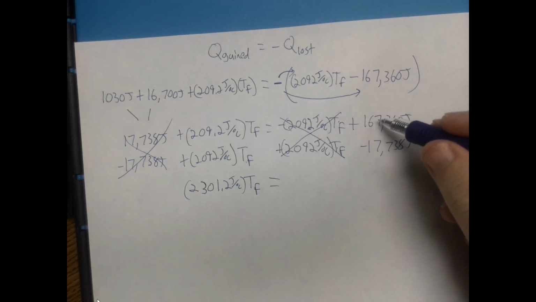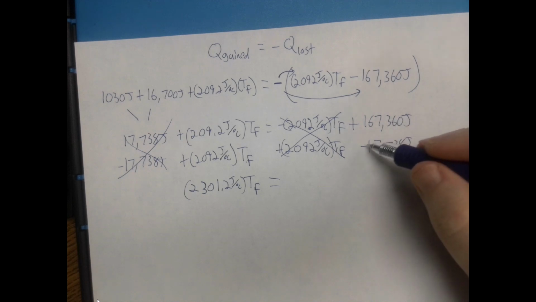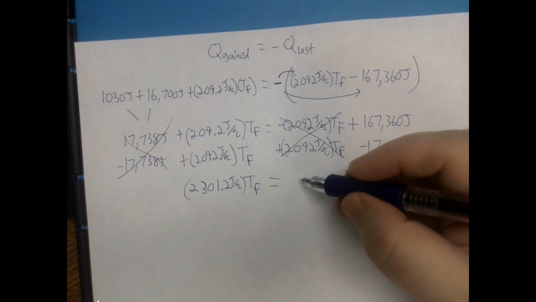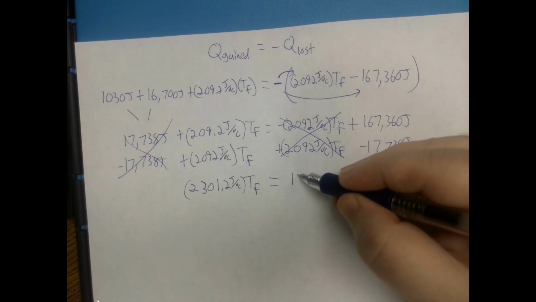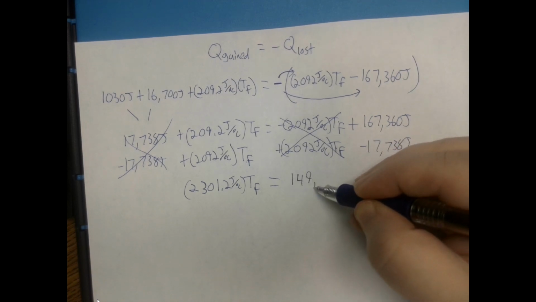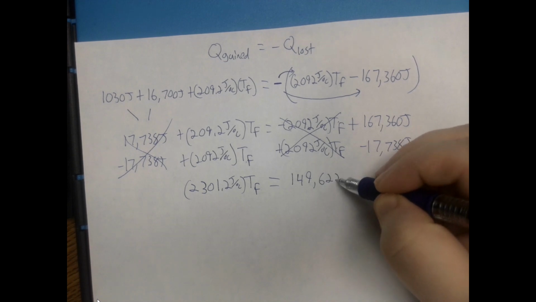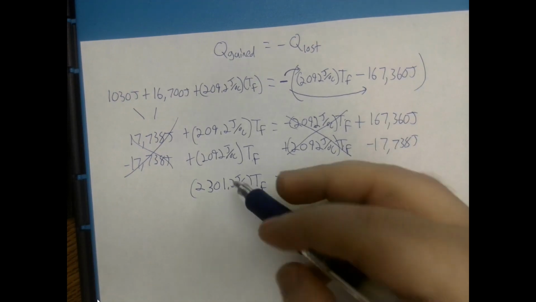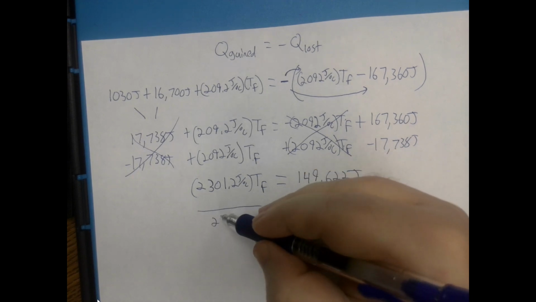And 167,360 minus 17,738 is equal to 149,622 joules. Now we take this and divide it on both sides.